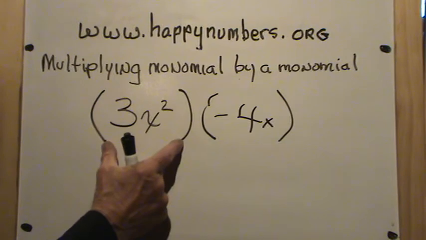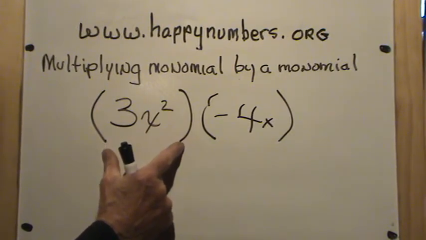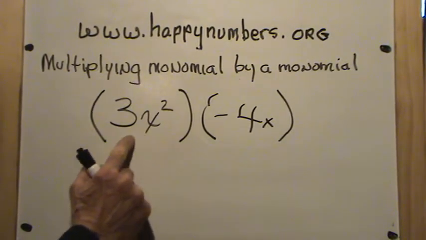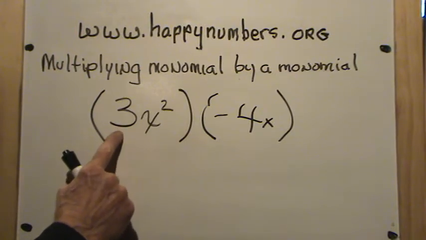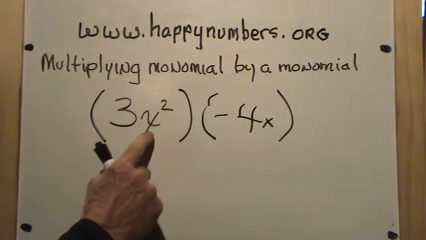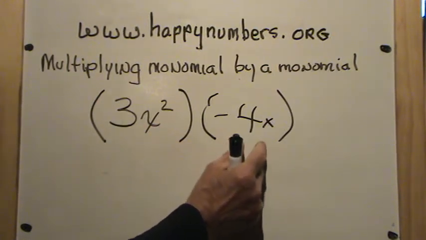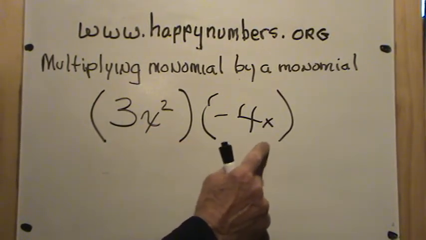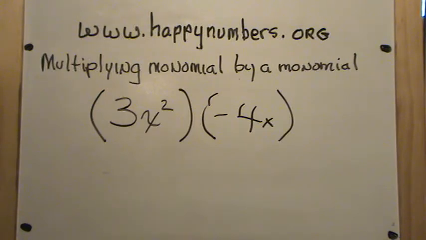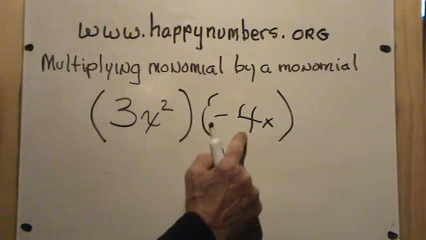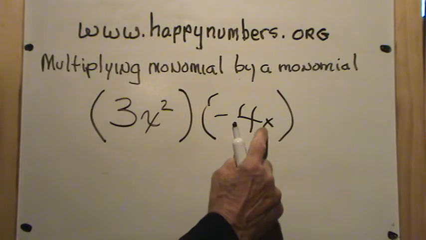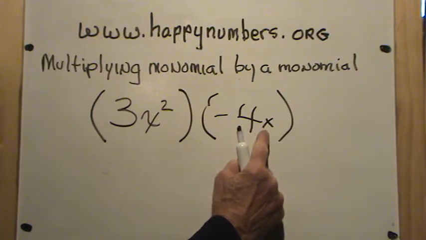Let's take this right here. This is a monomial. It has one term. It has a coefficient. The 3 is the coefficient, and it has a variable, x squared. Negative 4x is a monomial also. It has a coefficient, the negative 4, and it has a variable, x.